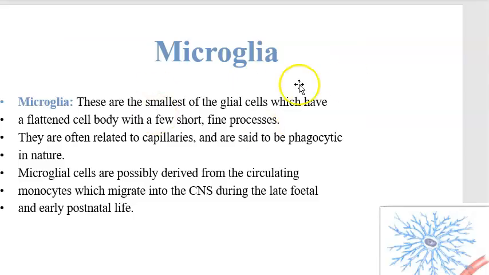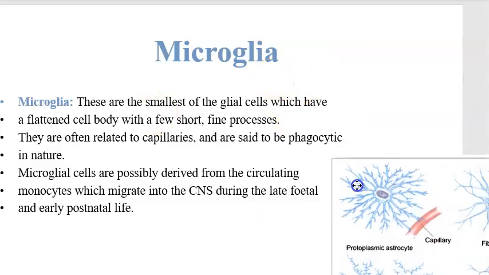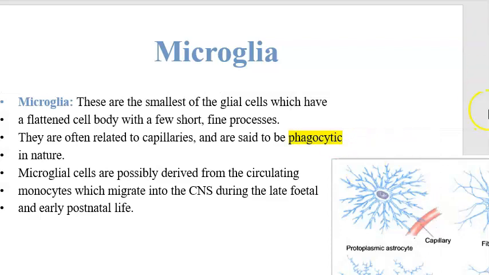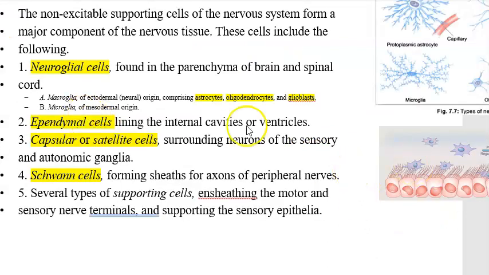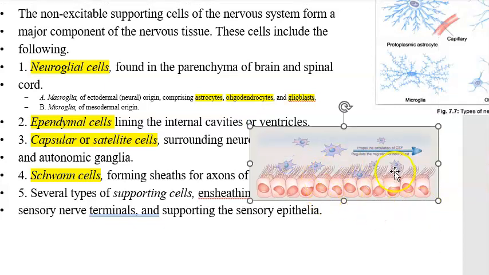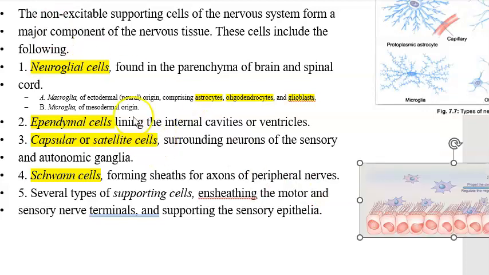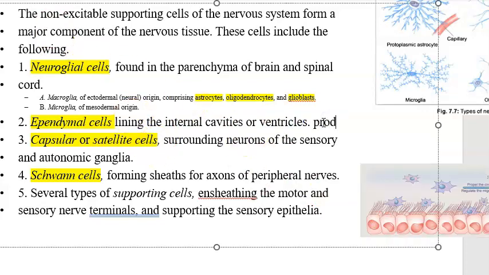Next, microglia. Microglia, we told you, is another type of neuroglial cell. It is phagocytic in nature. This much we'll remember. Next, let's go to ependymal cells. These line the ventricles. If CSF is flowing here, you have the ependymal cells lining the cavities, or the ventricles. These ependymal cells produce CSF, so we'll add this here: produce CSF.